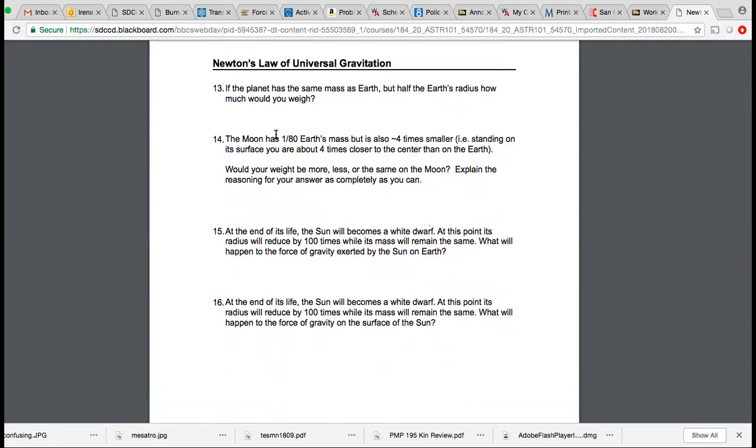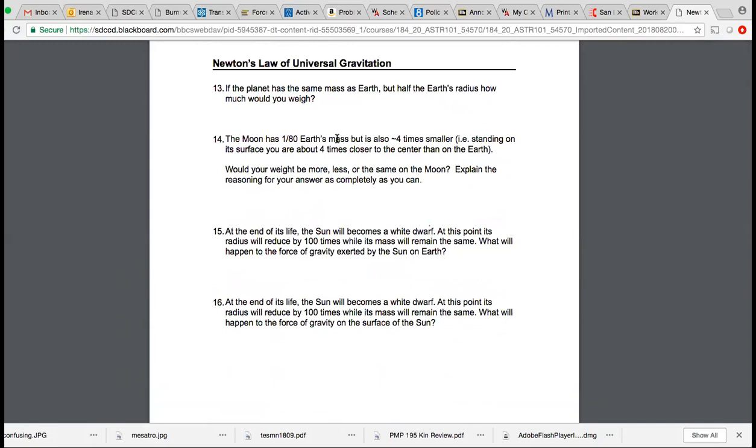So let's think together. The moon has 80 times less mass than the Earth, right? If the moon was the Earth's size, but it has 80 times less mass, what would happen to your weight? Less mass would mean you'd be lighter. By how many times? By 80 times. Very good.